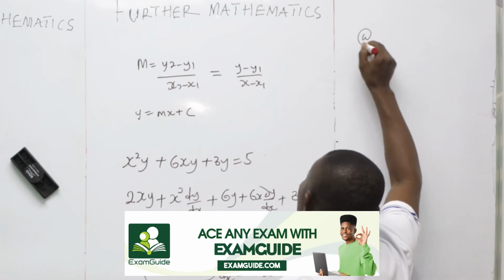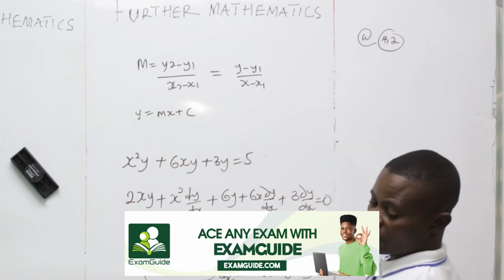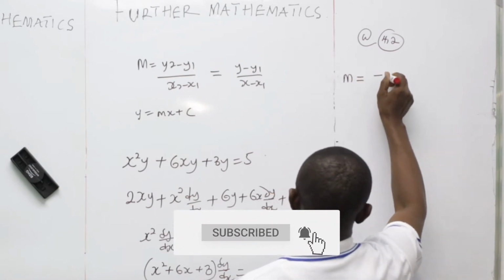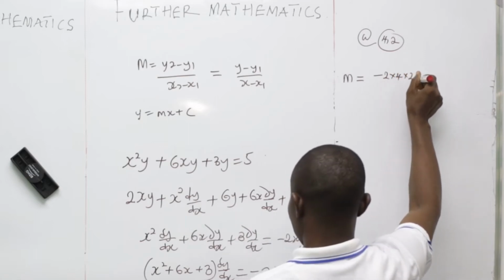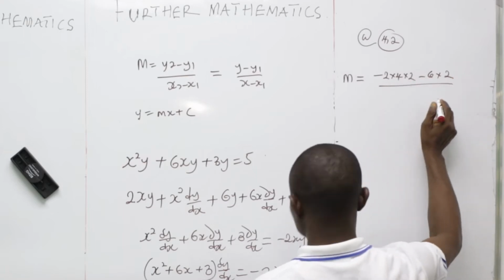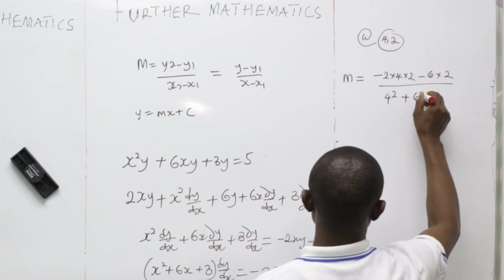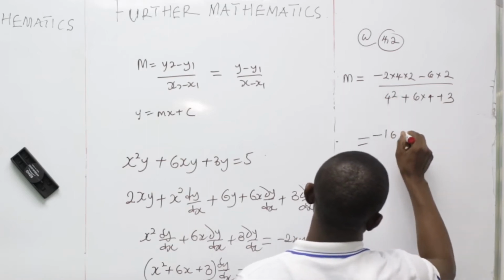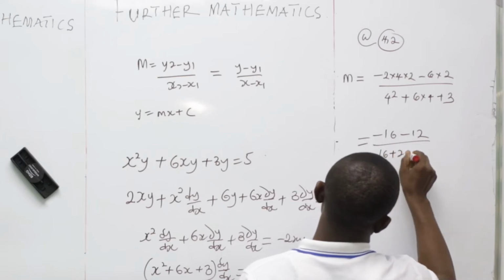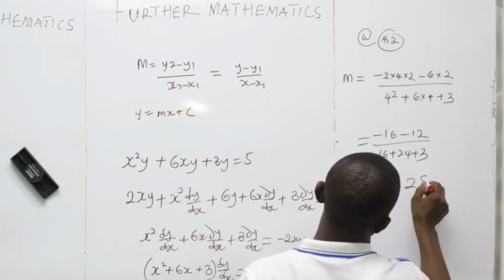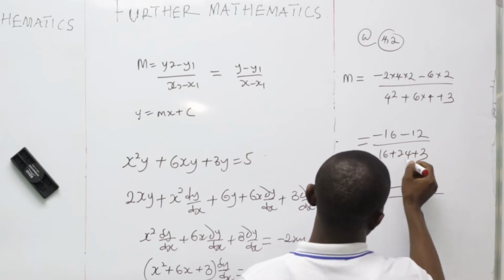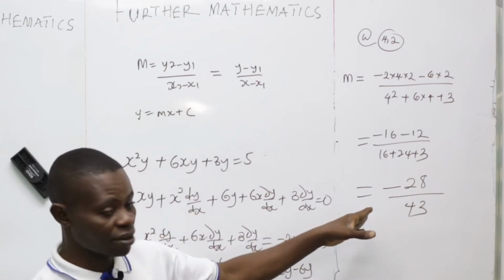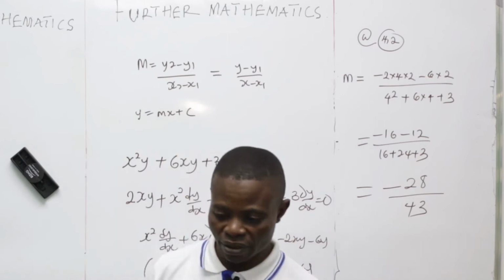So dy/ds is this. But the question is, at the point (4,2), find the slope, find the gradient. That is dy/ds, which is m, equals minus 2 times s, which is 4, times y, which is 2, minus 6 times y, which is 2, all over s squared, 4 squared, plus 6 times s, which is 4, plus 3. This is minus 16 minus 12 divided by 16 plus 24 plus 3, to give us minus 28 all over 43. So our slope or gradient equals minus 28 all over 43. That is it.